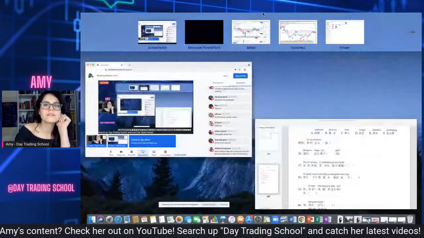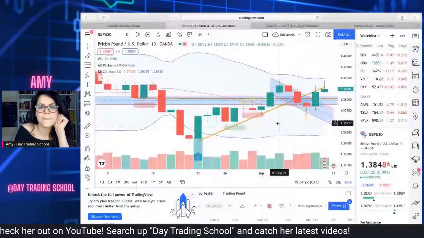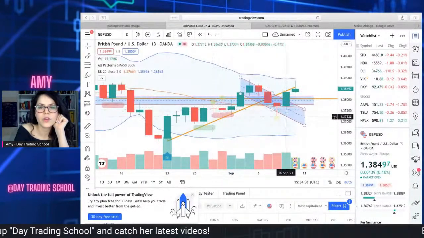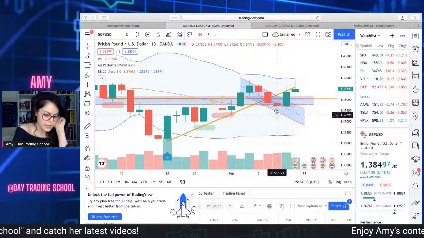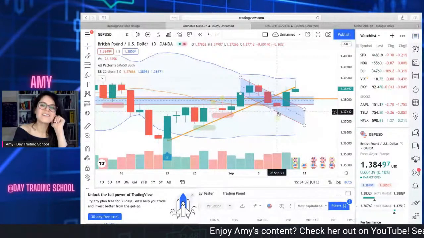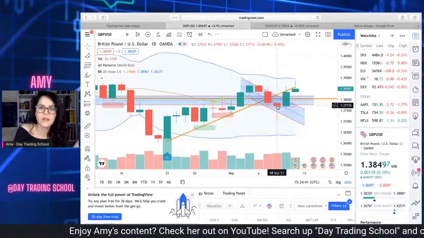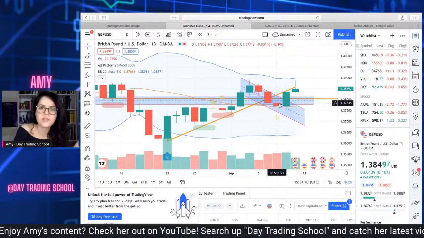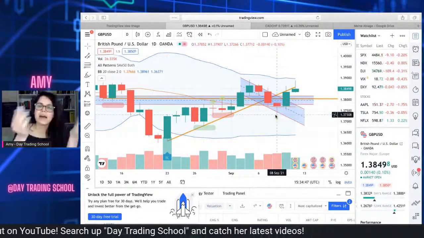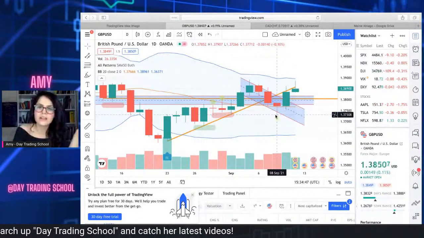Now, let me show you an example here. This one, first of all. As I said, the names are not important. This is somewhat like a dragonfly because of the longer shadow and a very small body. The color here doesn't matter that much.